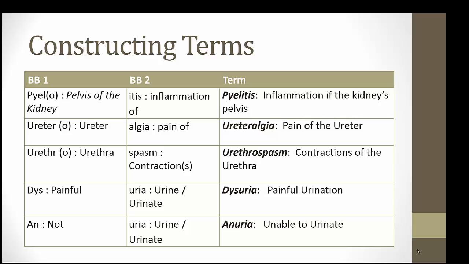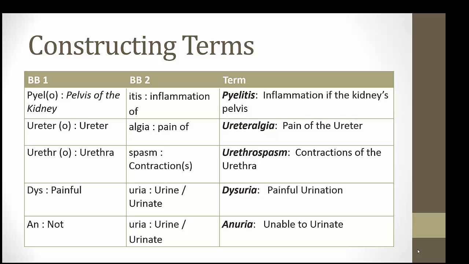Let's look at the root word ureter, or uretero. That pertains to the vessel inferior to the kidney, known as the ureter. When we connect the suffix algia, meaning pain of, to the root word ureter, we have a new word, ureteralgia, pain of the ureter.